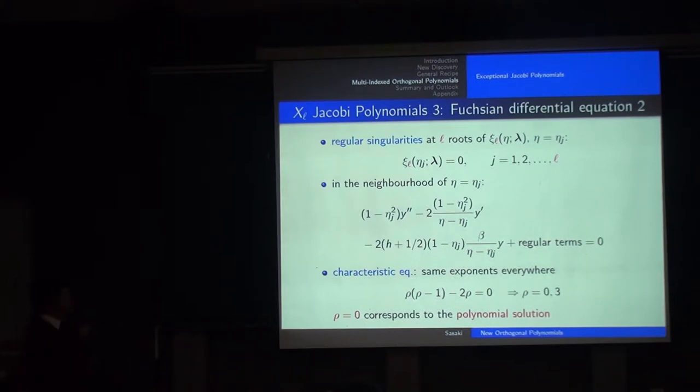And this is the second derivative. The idea is that you look for solutions y written as x minus eta j to the power rho. Then for such solutions, when you take the second derivative, it gives x minus eta j to the power rho minus 2, times rho and rho minus 1. And here it's just of degree rho again. So the solution must satisfy this. And rho equal to 0 corresponds to the polynomial solution.